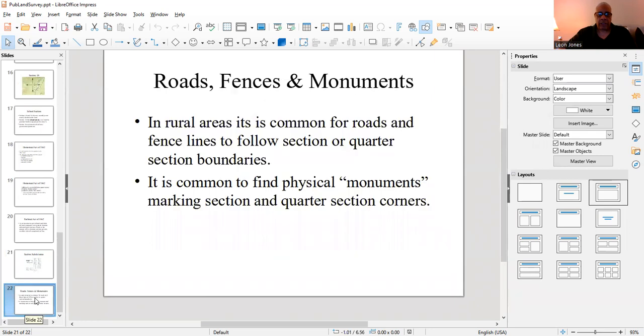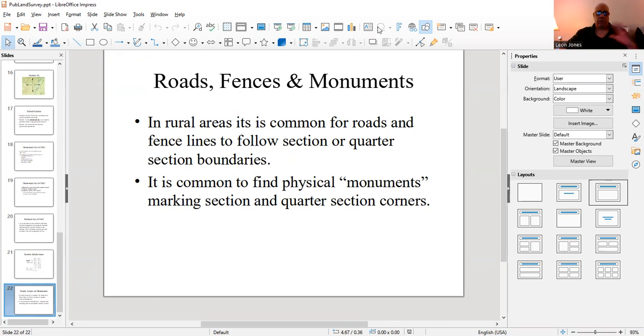Then you have roads, fences, and monuments. When you have rural areas, it is common for roads and fence lines to follow section or quarter section boundaries. It is common to find physical monuments marking section and quarter section corners. And that is just an overview of the public land surveying system.